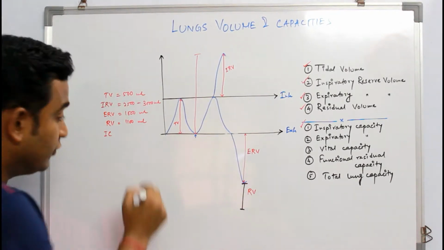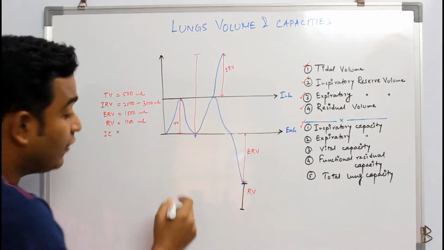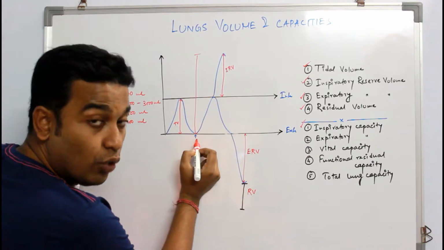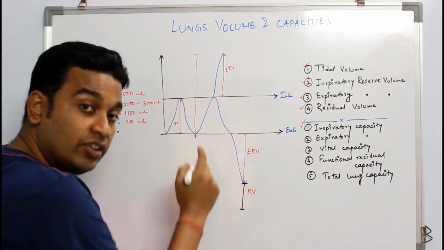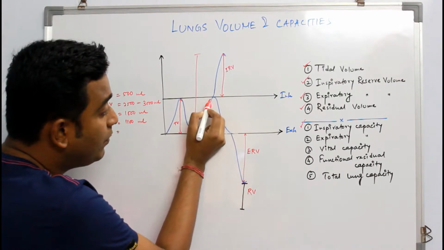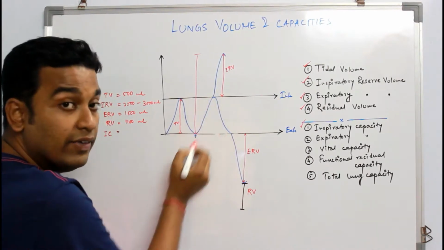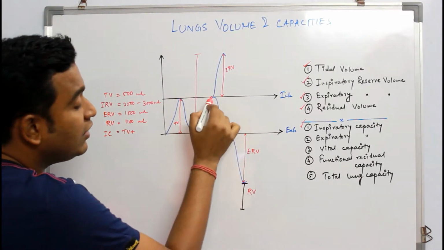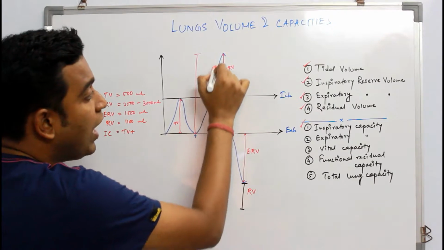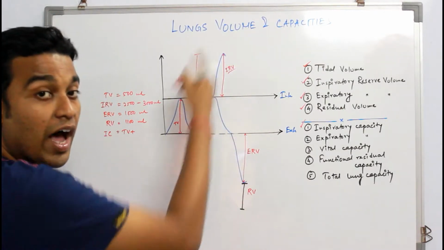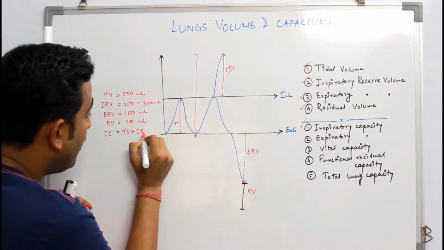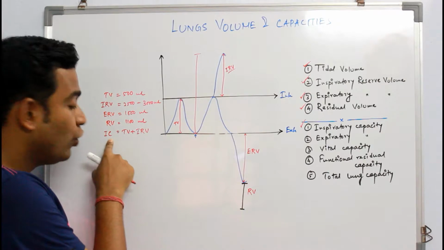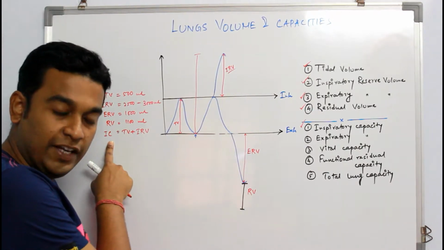So I'll write it here. IC, inspiratory capacity, is equal to, see the graph carefully, you have come here after the normal exhalation, and I have told you, you inhale to the maximum. So first you will go up. So first you will cover which one? You will cover up the tidal volume. So I'll write it is your tidal volume plus, then once you cross the tidal volume, you will go up and you will be covering the IRV. So I'll write it here, IRV. And you know the respective values, right? So this way you can also calculate the IC. I hope that makes sense.